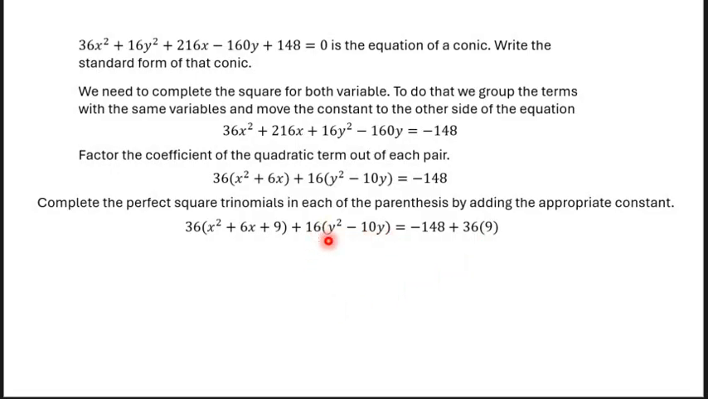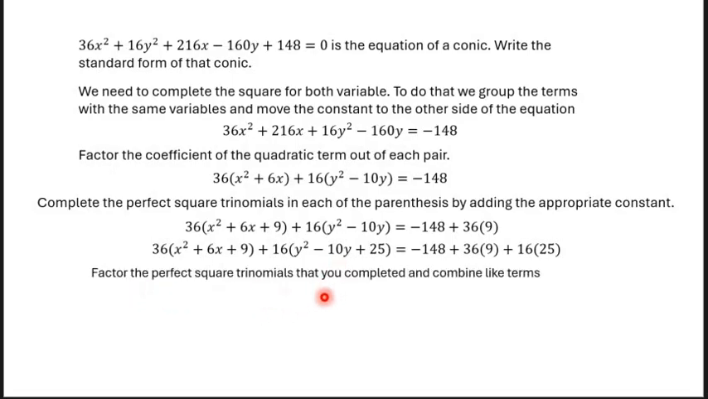Now I'm going to do the same thing for y squared minus 10y. That binomial, if I add to it half of 10 squared, it'll be a perfect square trinomial. So half of 10 is 5, and 5 squared is 25. So I'm going to add 25 inside of this parenthesis. Adding 25 inside of that parenthesis is really adding 25 times 16 to the left side of the equal sign. So to keep it balanced, I'm going to add 25 times 16 to the right side of the equal sign also. Now I have these two perfect square trinomials inside of the parentheses. I'm going to factor those perfect square trinomials and just combine the like terms on the right side.